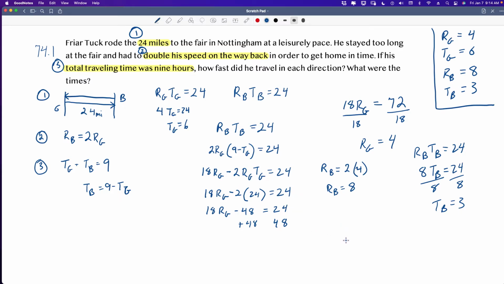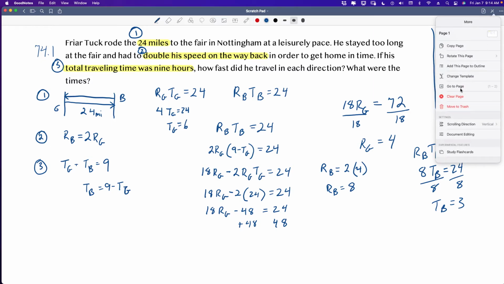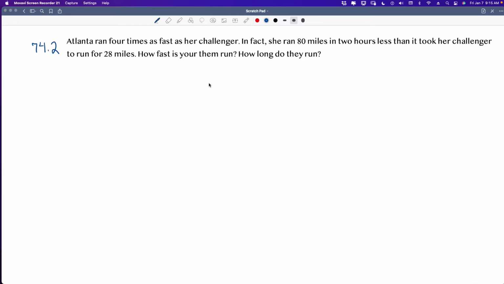All right, so let's do one more and then we'll move on. I'm going to clear the page, and once I clear the page, I'm going to put up another one. All right, so here's our second problem. It says Atlanta ran 4 times as fast as her challenger. In fact, she ran 80 miles in 2 hours less than it took her challenger to run 28 miles.